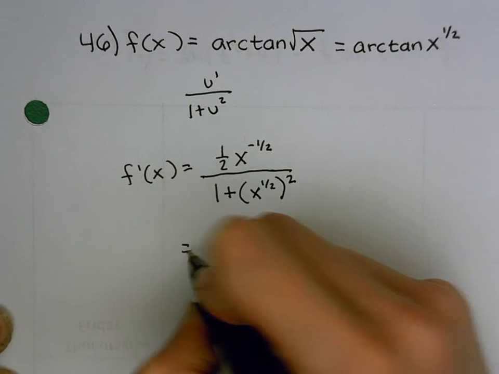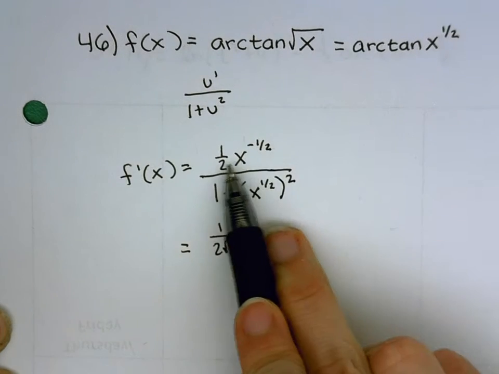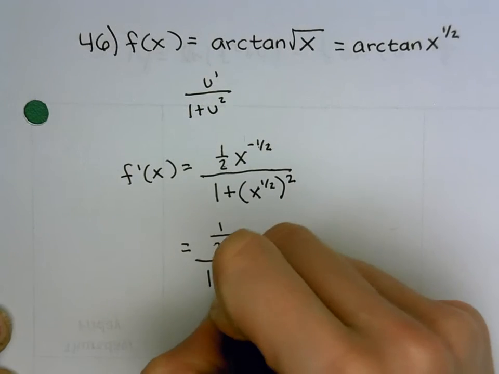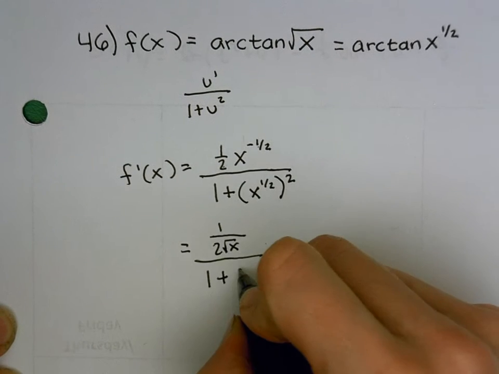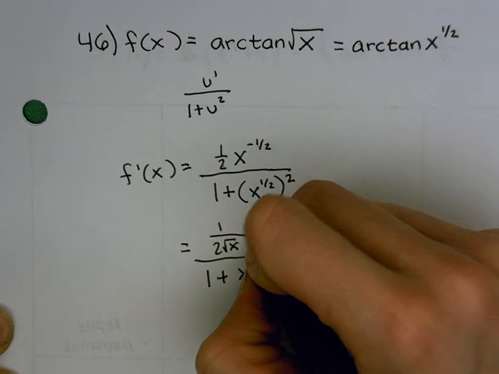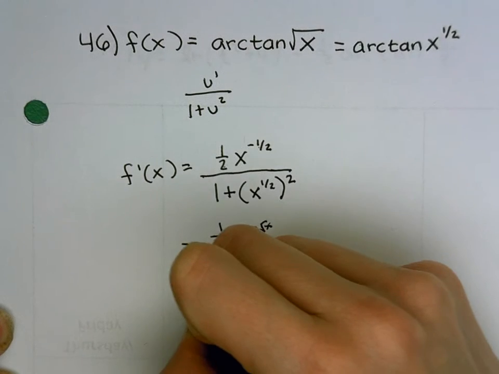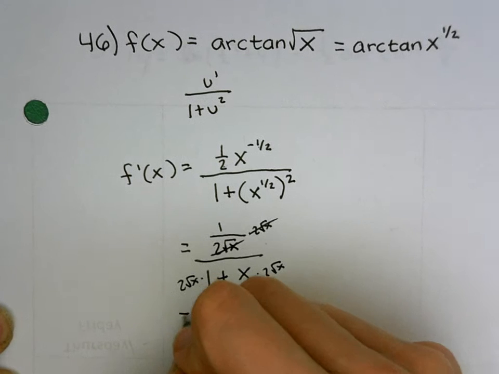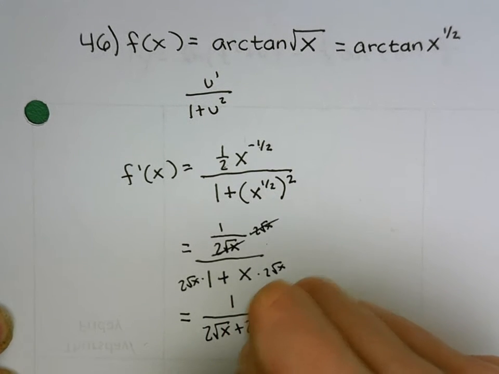Okay, if we were to clean this up a little bit, we'd have 1 over 2 root x. That's what this is, right? 2 root x in the denominator, all over 1 plus the square root of x squared, which is just x. Okay? And then if they asked us to get rid of that extra denominator, we'd multiply every term by that denominator, because that then would allow that 2 root x to cancel. So we'd have 1 over 2 root x plus 2x to the 3/2.